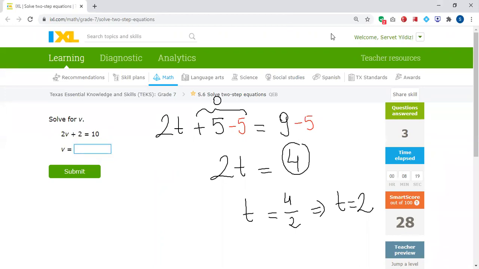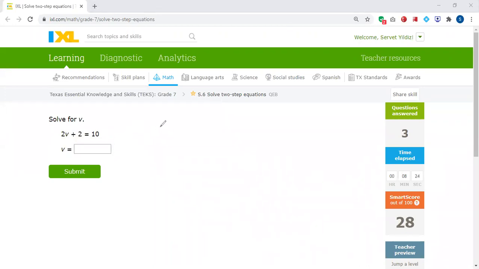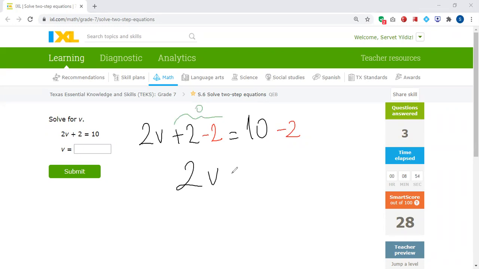And the next, let me clear this. Okay, so we have 2v plus 2 is equal to 10. Let me leave a space there. So I'm going to subtract 2 from both sides because I have positive 2 here. The inverse operation is subtraction. So I'm going to subtract 2 from both sides. All right, so this is going to be 0, right? So on the left, I'm going to be left with 2v.